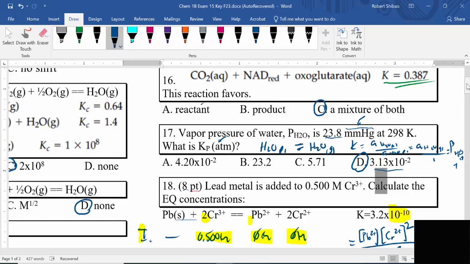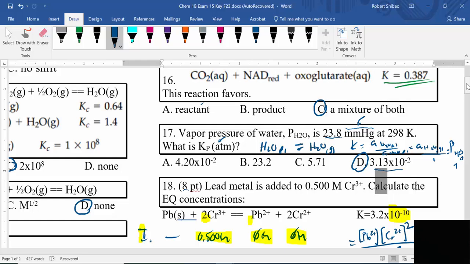When I look at K, 3.2 times 10 to the minus 10, what does 10 to the minus 10 favor, the reactants or the products? This is going to heavily favor the reactants. So in this case, I'm not going to reset this, because 10 to the minus 10 favors the left, and it's already to the left.